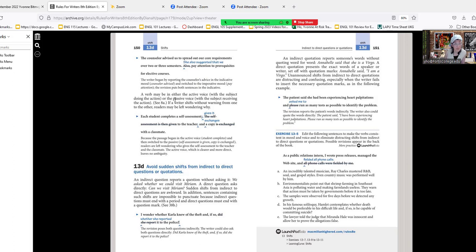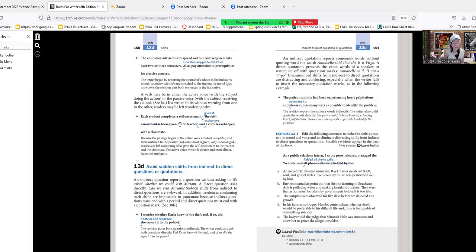A verb may be in either the active voice with the subject doing the action, or the passive voice with the subject receiving the action. If a writer shifts without warning from one to the other, readers may be left wondering why. Each student completes a self-assessment, gives it to the teacher, and exchanges a copy with a classmate. And so here you have present tense, present tense, present tense, active voice, active voice, active voice. So you have consistent verb tense and consistent sentence structure, which is known as parallelism.